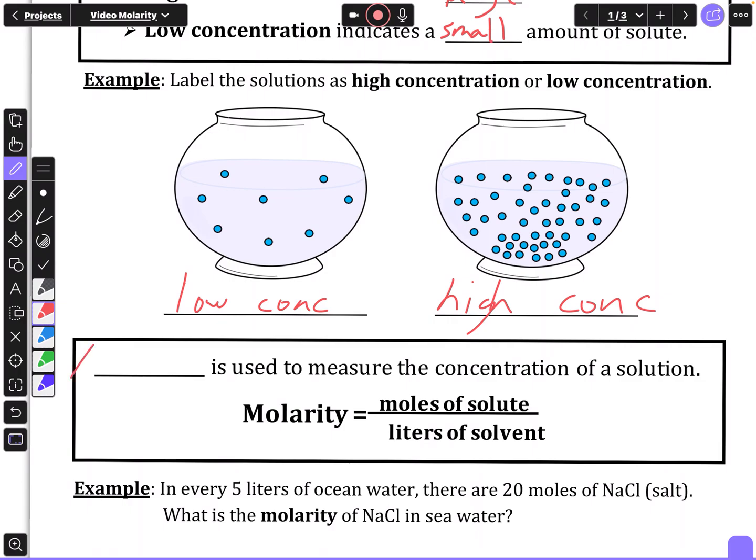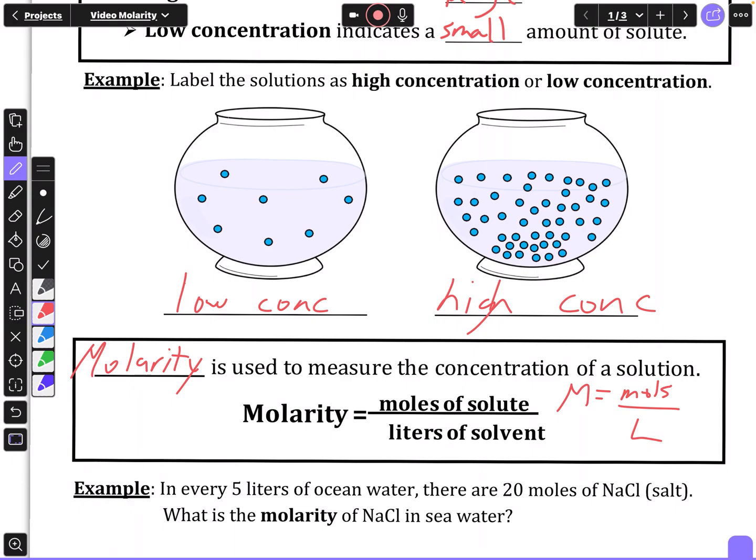Now next we have molarity, and that's used to measure the concentration of the solution, how concentrated it is. The higher the molarity, the more concentrated it is. The lower the molarity, the less concentrated it is. And we have an equation for this: molarity equals moles of solute over liters of solvent. And we can shorten that up by using a capital M for molarity, and that equals moles divided by liters of solution.